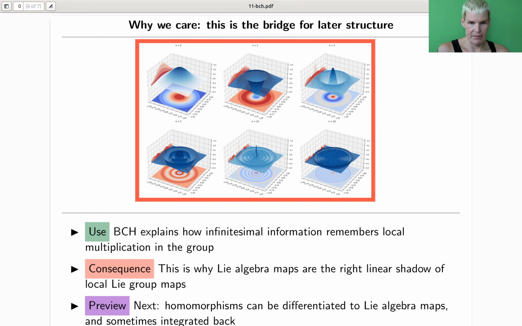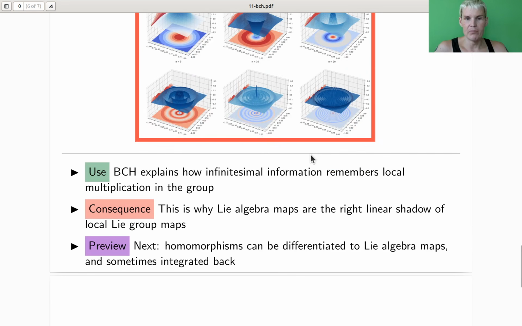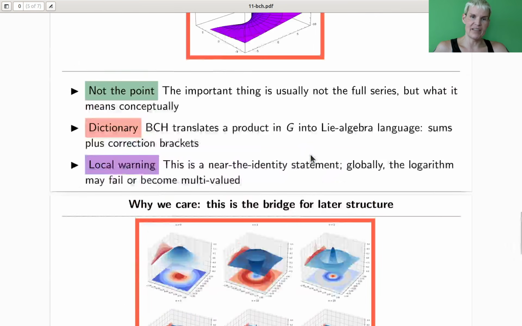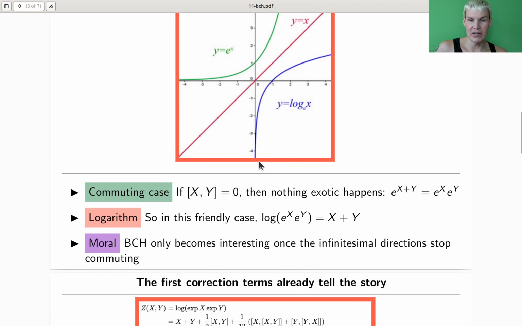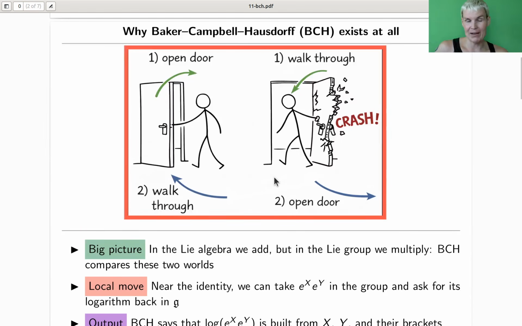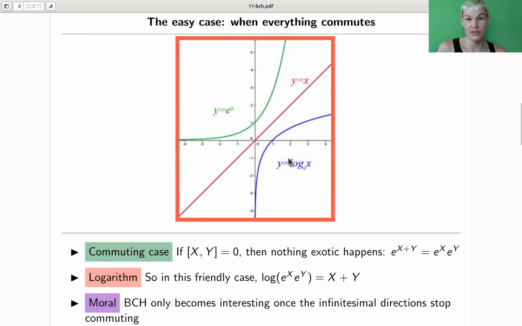And next time I will talk about differential structures and how homomorphisms can actually be differentiated to get Lie algebra maps. But the formula itself, which you don't need to remember, as I said, and which I haven't even written down, has a closed formula to write down all the funny coefficients and all the funny terms that appear. Let's not do it. Anyway, the formula itself just explains that our Lie group and our Lie algebra are almost the same object, but non-commutativity makes life a bit more difficult, as it usually is.